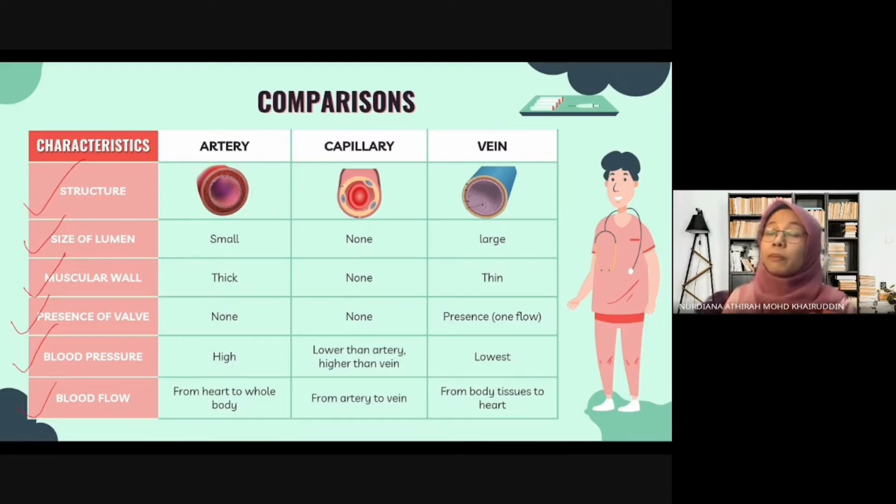As for the blood pressure, the artery has the highest blood pressure. For the capillary, since it is located in the middle, it has lower blood pressure than the artery, but higher than the vein. So the vein has the lowest blood pressure compared to the artery and capillary.